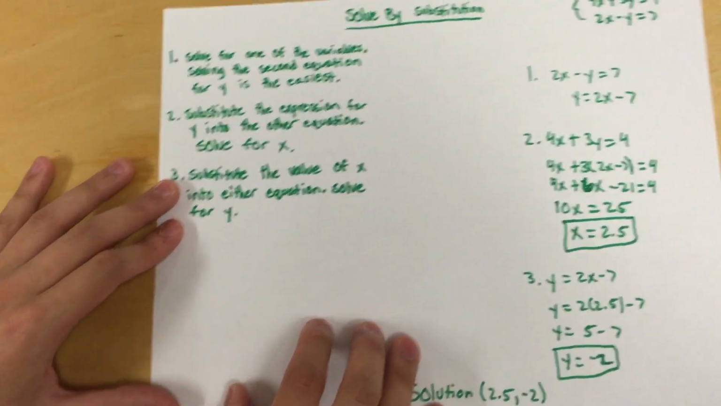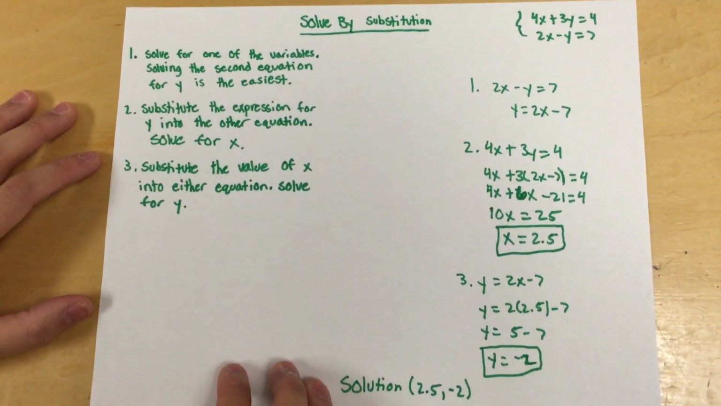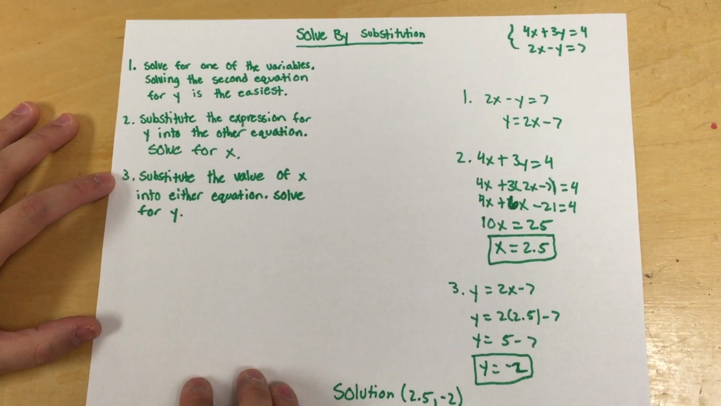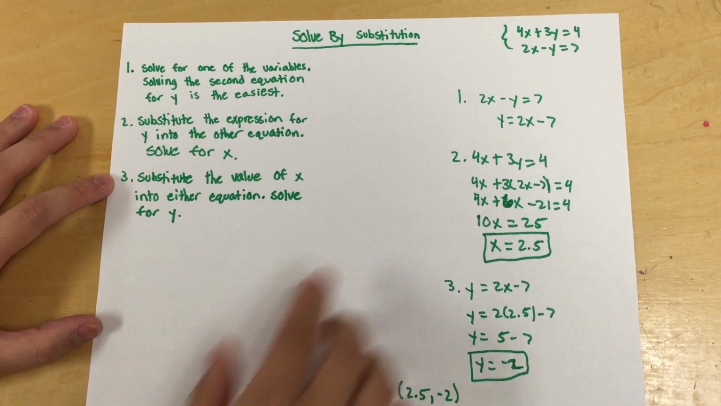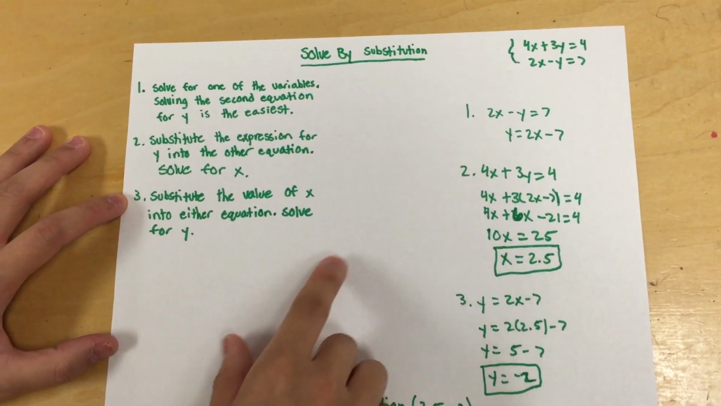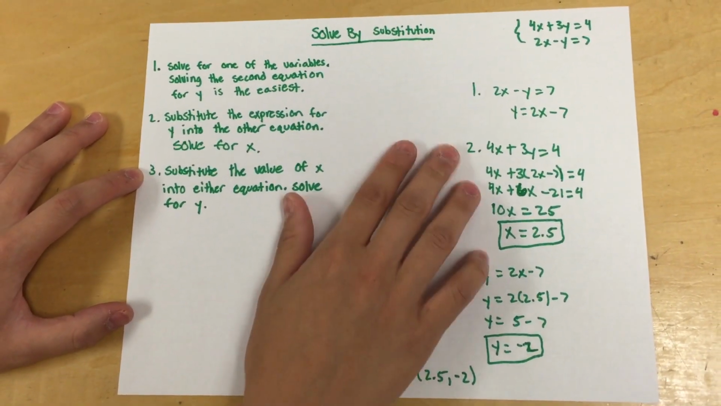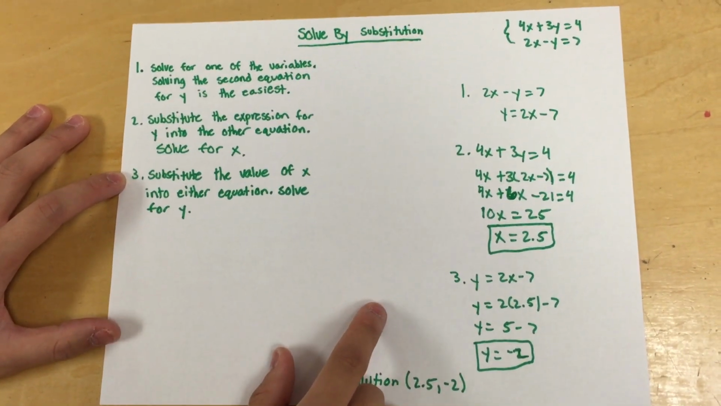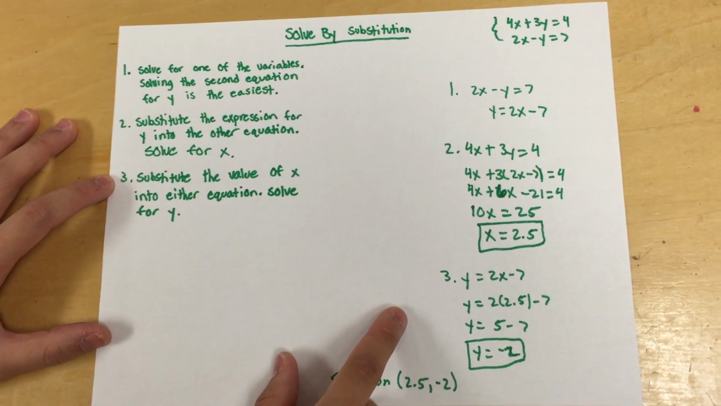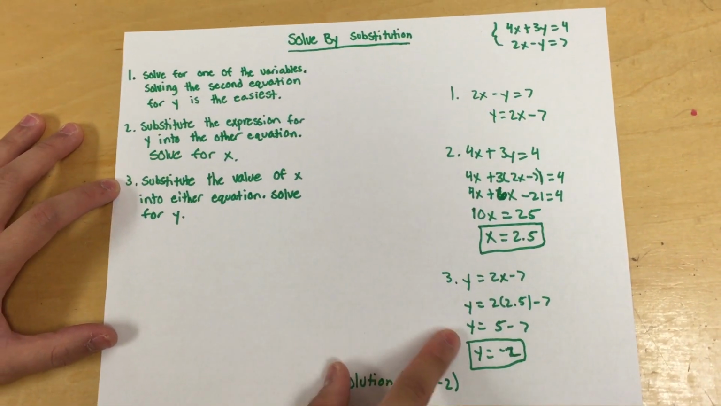Finally, the last way to solve is by substitution. Solve for one of the variables. Solving the second equation for y is the easiest. Substitute the expression for y into the other equation and solve for x. Substitute the value of x into either equation and solve for y.